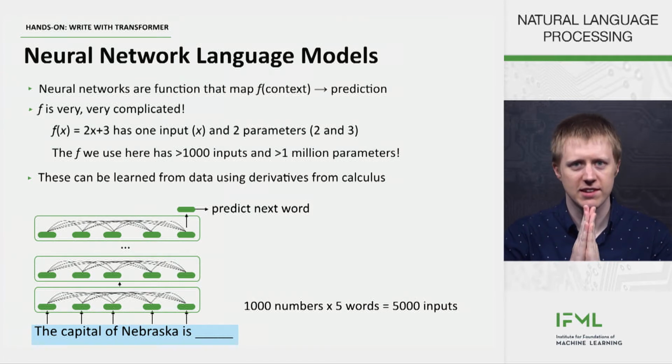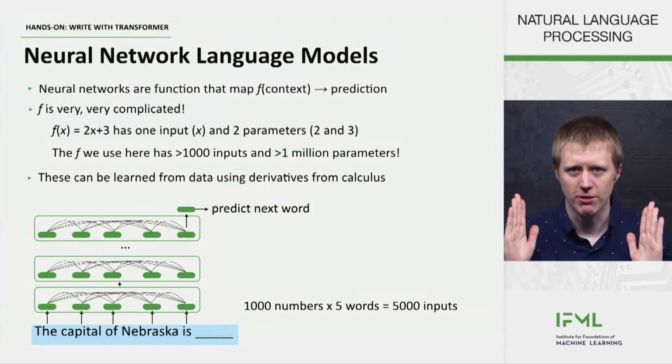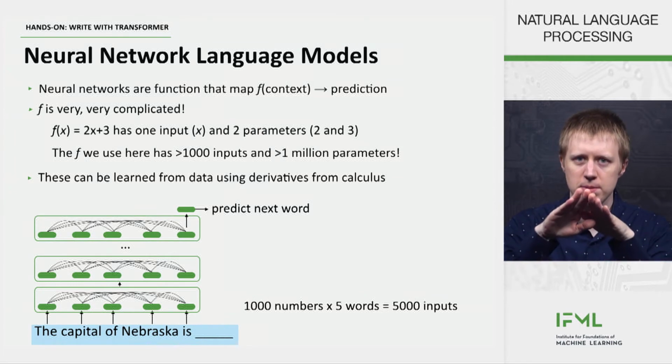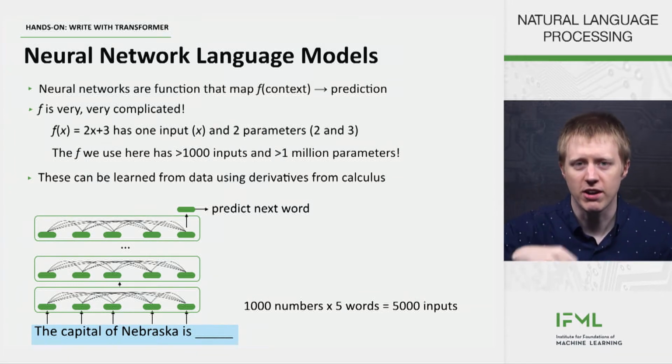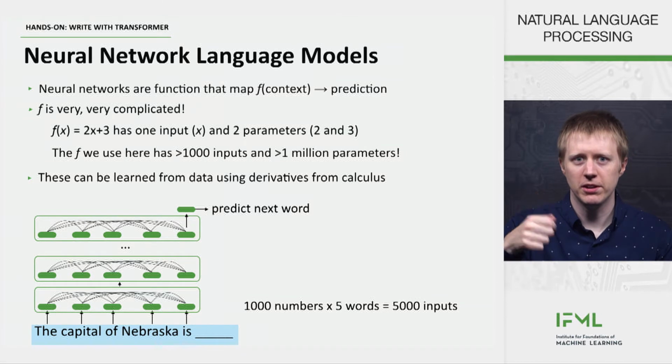This is going to give us exactly the same output that we saw for n-gram language models. It's going to be a distribution. It's going to say, okay, Omaha has probability 0.9. Maybe Lincoln has probability 0.1.